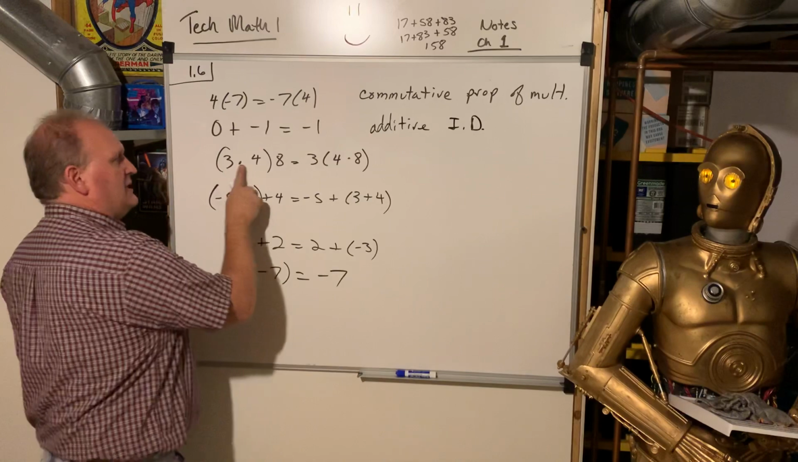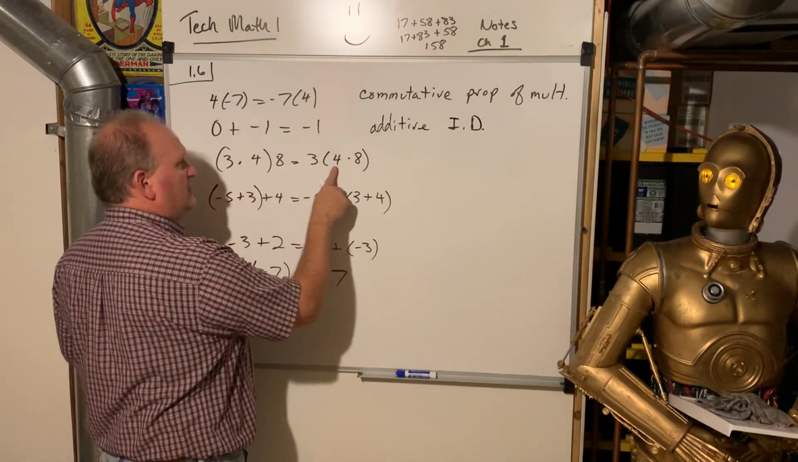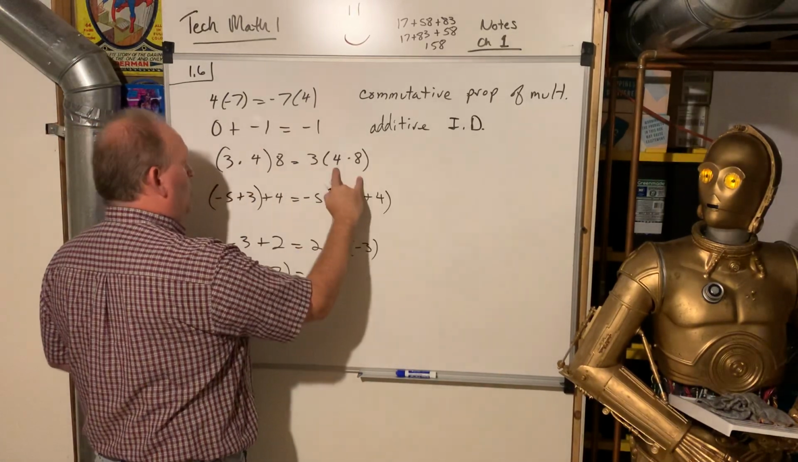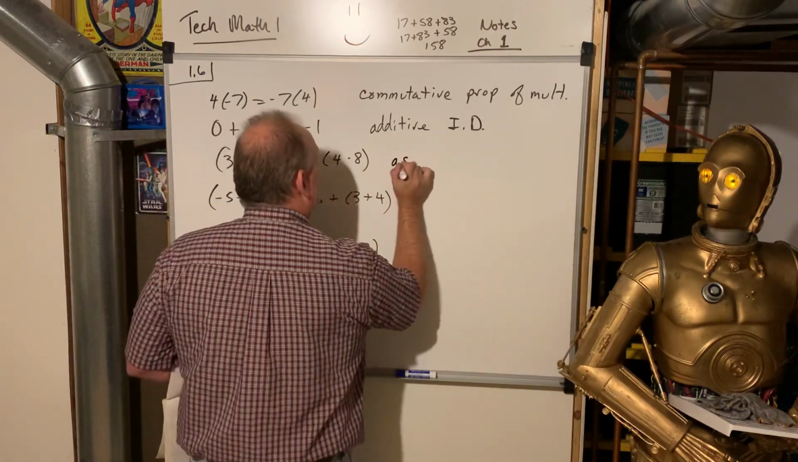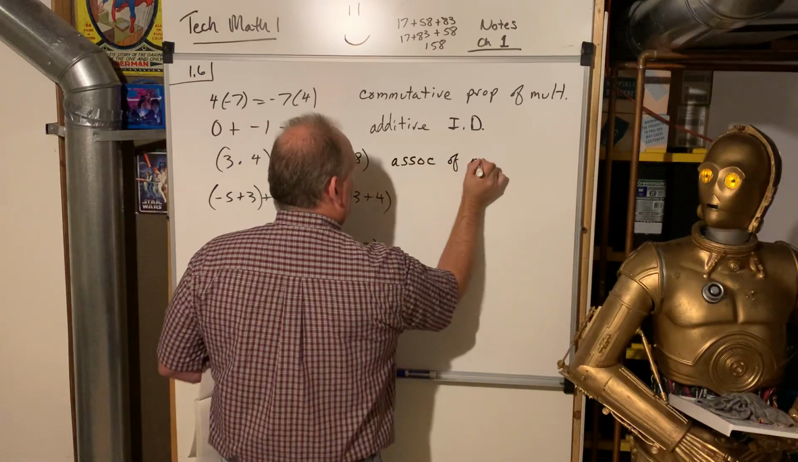You got three things, 3 times 4 times 8, and then 3 times 4 times 8, and they did change up the order, so they shifted it from that to that. So that is the associative property of multiplication.